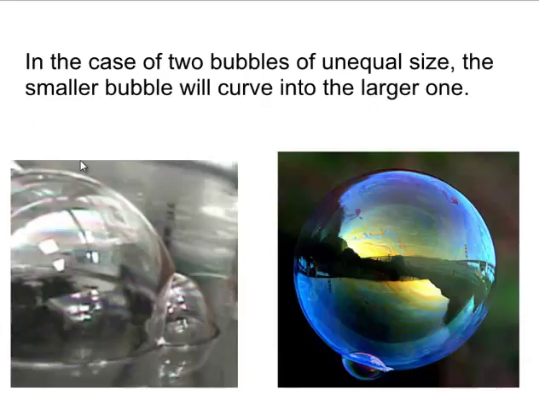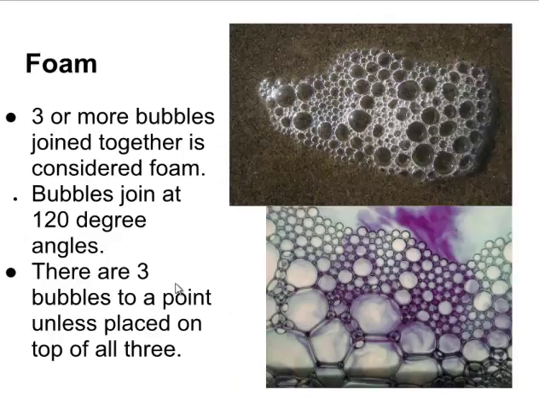And if they are unequal in size, and it doesn't have to be this dramatic, but it shows through better, then the smaller bubble will actually curve into the larger one. And so when you do foam, which is 3 or more bubbles, then it'll still conform to that, but you also have this additional rule of bubbles being at 120 degrees, which is similar to a beehive, where everything's a hexagon, and it shows really well in this picture.